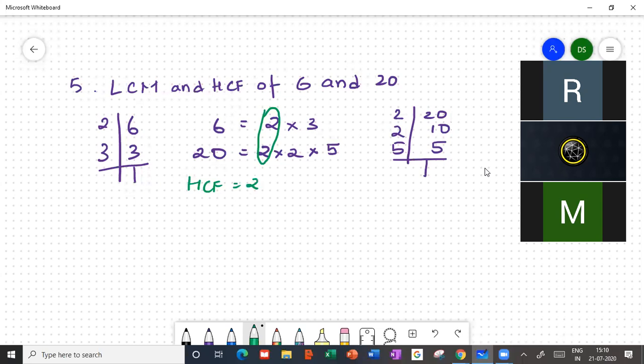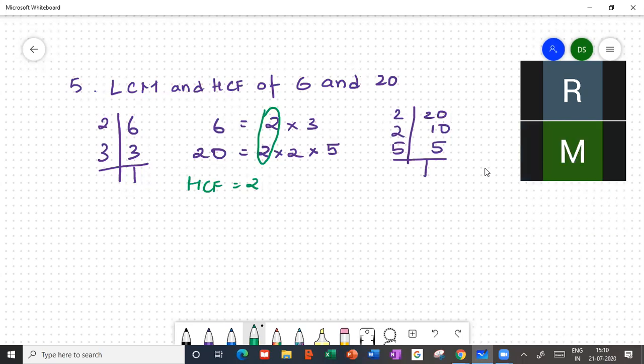And what is LCM? LCM will be the product of the greatest power of each prime factor, which is going to be, the greatest power of 2 is 2 square. So LCM will be like this: 2 square into 3 into 5.